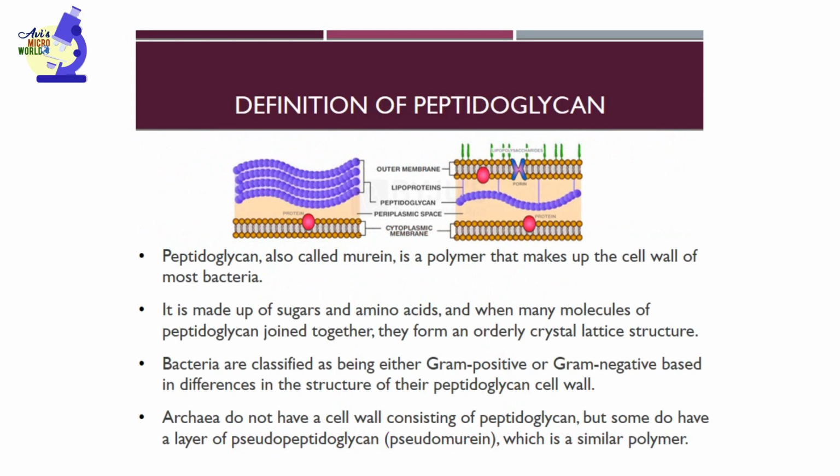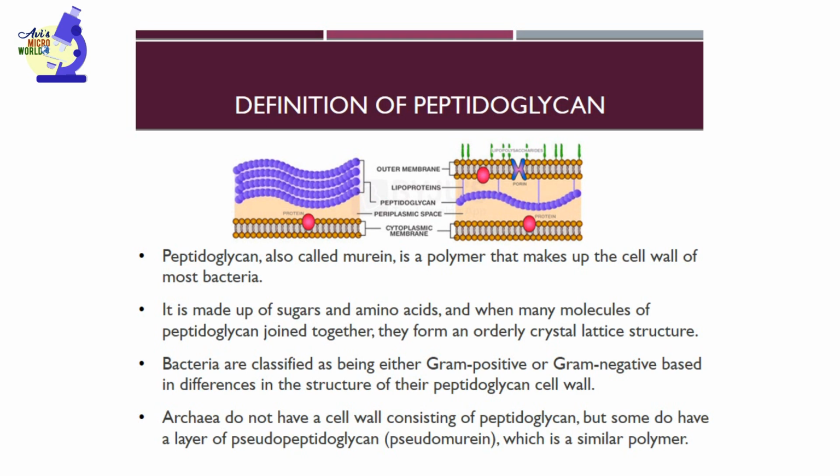The definition of peptidoglycan. Peptidoglycan, also called murein, is a polymer that makes up the cell wall of most bacteria. It is made up of sugars and amino acids, and when many molecules of peptidoglycan join together, they form an orderly crystal lattice structure. You can see the lattice structure here of the peptidoglycan.